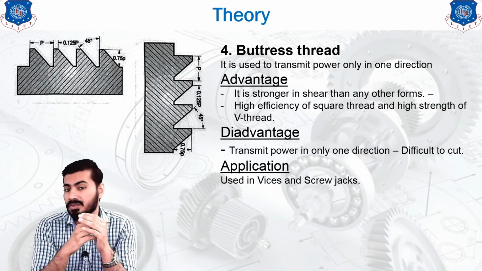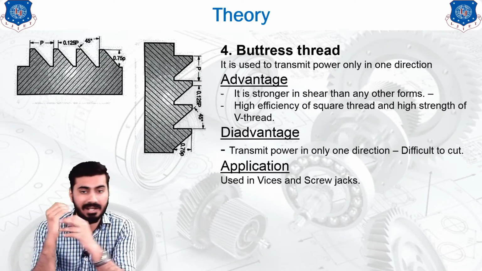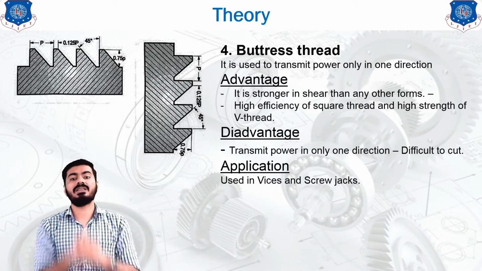High efficiency of the square thread and high strength of the V thread, both are combined together in this type of thread.